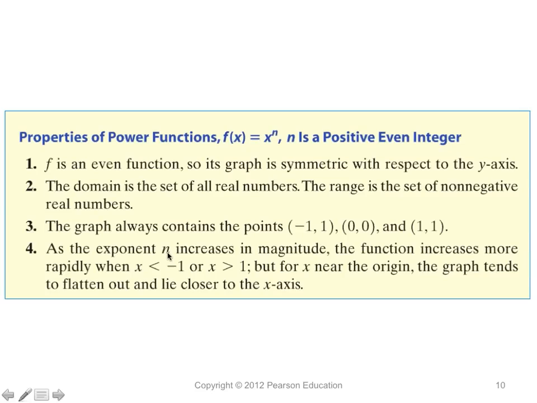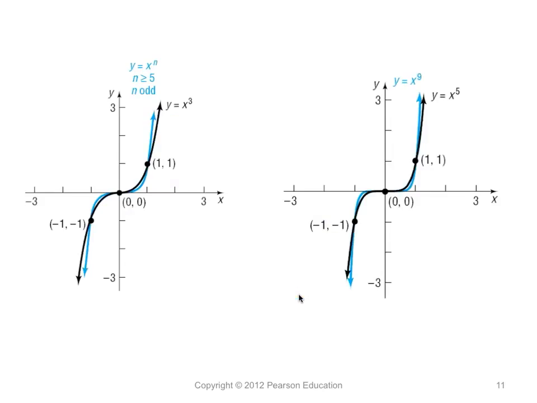And then as the exponent n increases in magnitude, the function increases more rapidly, but for x's near the origin, it tends to flatten out and lie closer to the x-axis, which is exactly what we saw on the previous slide. Now we also want to look at odd functions. Hopefully you recognize this black graph on the left, which is y equals x cubed. That was one of our functions that we should have learned a few sections back. And if you look at the blue graph next to it, you'll notice again that it's flatter towards the origin, and it grows more quickly everywhere else.